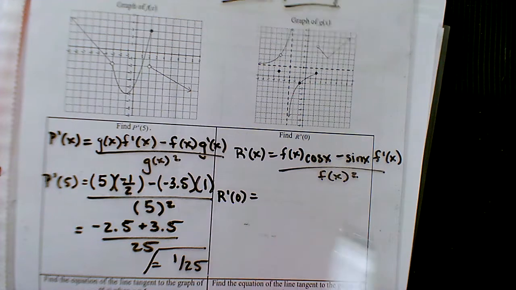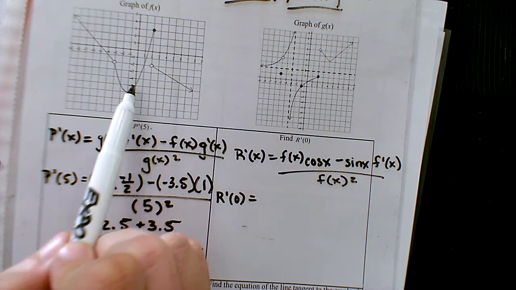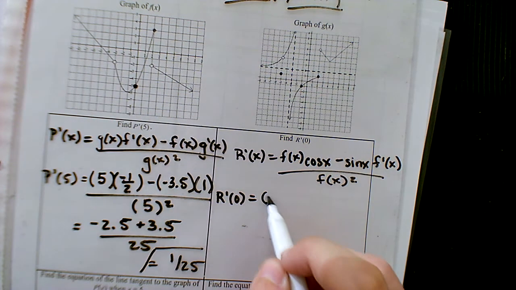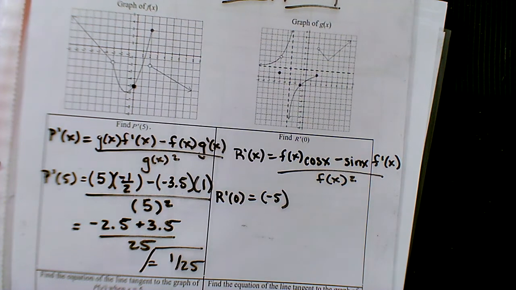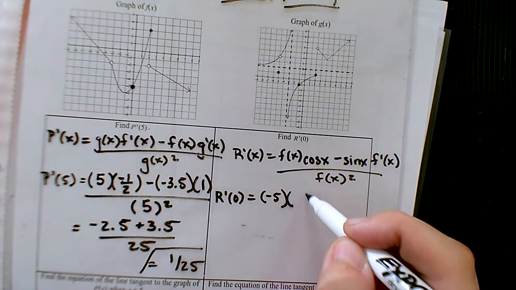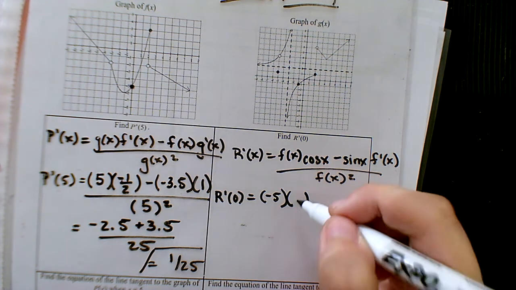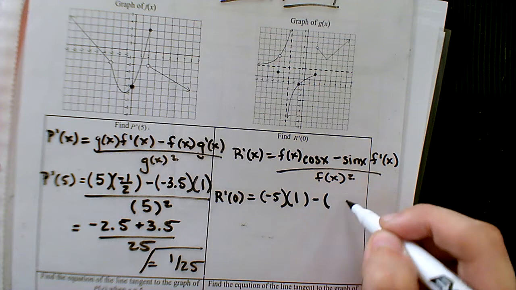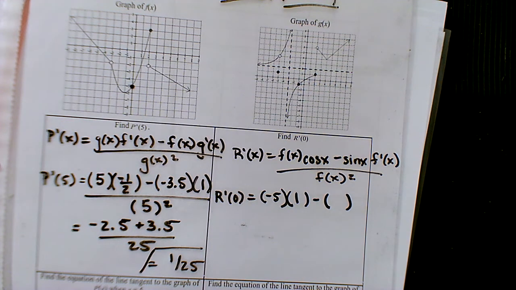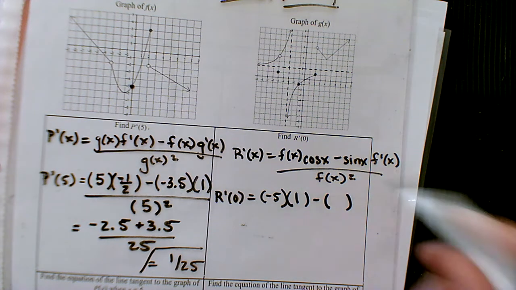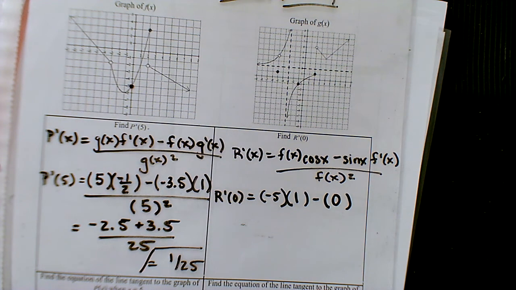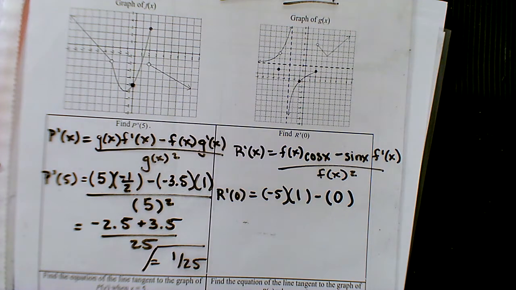Let's plug in 0 and see what happens. So f of 0 looks like negative 5. Cosine of 0 on our unit circle, the very first point, yeah? 1, okay. Minus sine of 0, sine of the very first point. That's also 0. And then it wants f prime of 0.